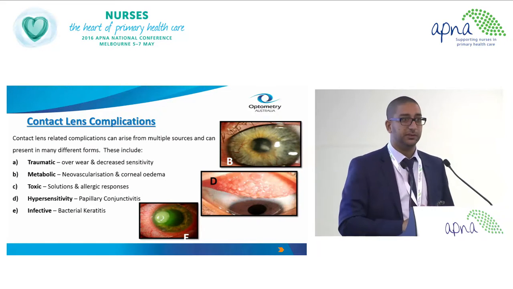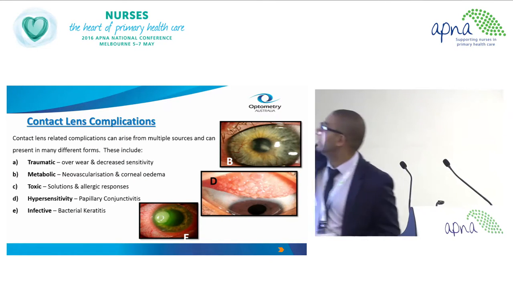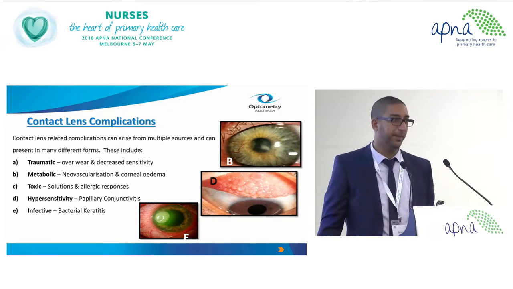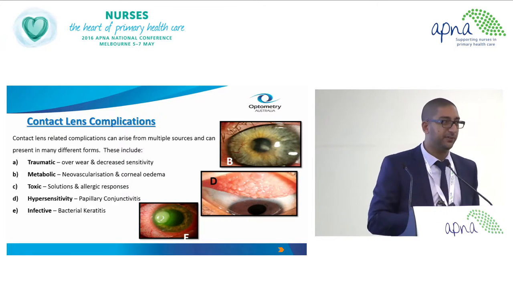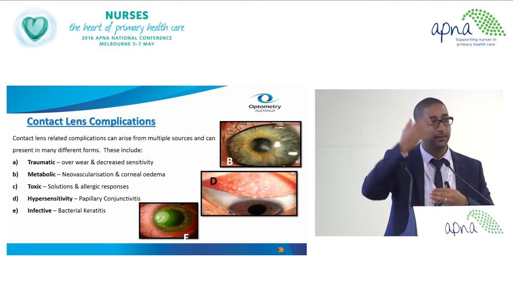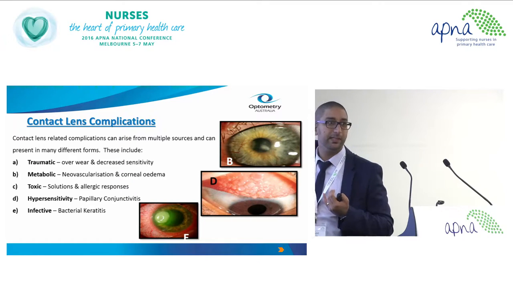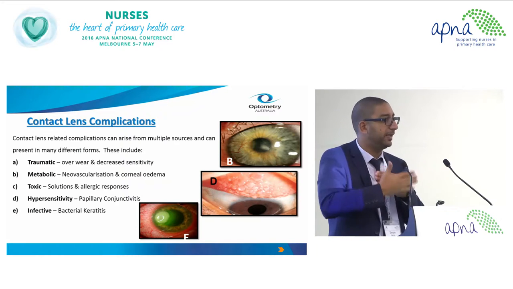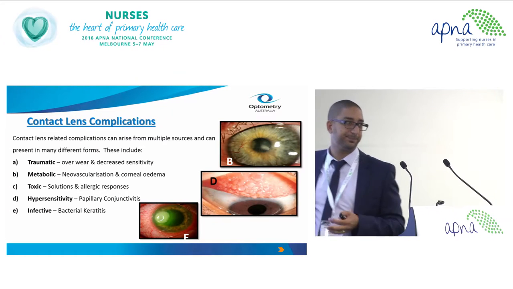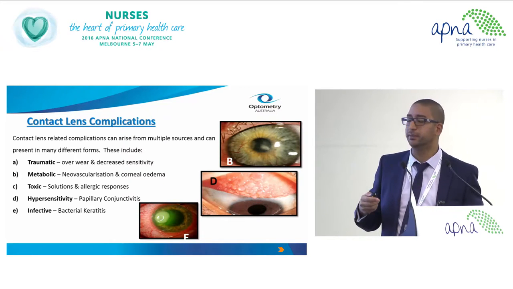You can have toxic complications from the solution that you're using, or just an allergic response. You can get papillary conjunctivitis. There it is. Who asked for the GPs? The papillary conjunctivitis, they're the cobblestones, different to follicles. So it's a hypersensitivity reaction. Because you've got the contact lens on the eye, you're blinking underneath your top lid, blinking continuously over the contact lens. That physical rubbing all day can cause this hypersensitivity reaction. So it's this friction essentially between the underside of the eyelid and the cornea and the contact lens.